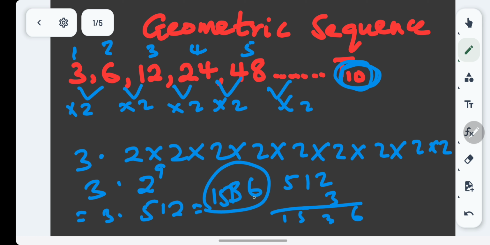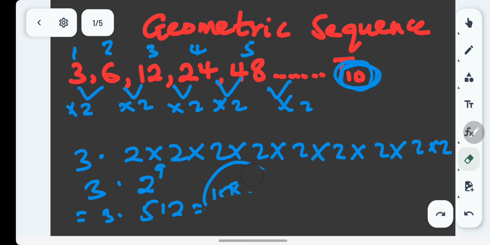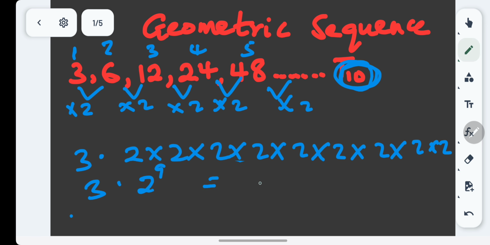All right. But now, instead of going through all of this process, why can't we just create a simple method or formula that can help us do this? Now, from this step, what do we see here? We see that the first term 3 is still there, right? And the 2 power 9 that we've got here, the 2 is the common ratio. So let's leave the 2 as the common ratio.